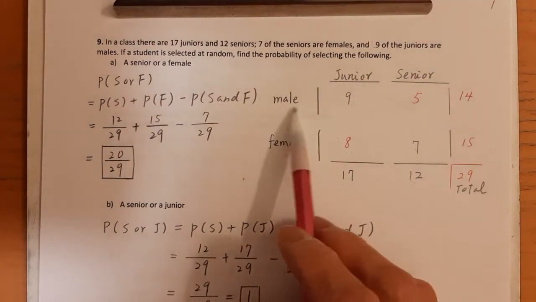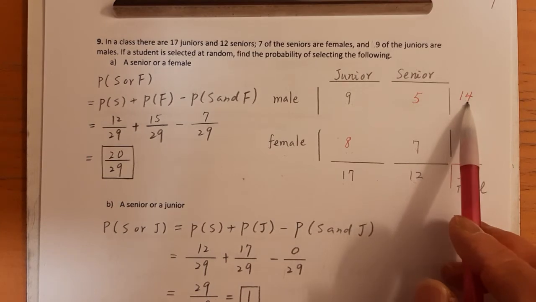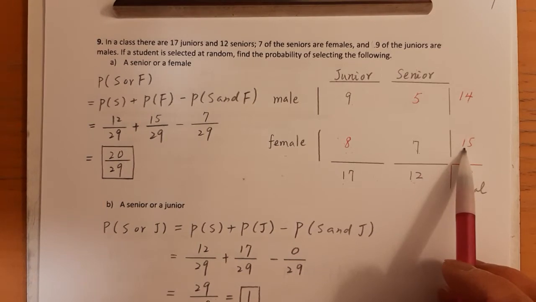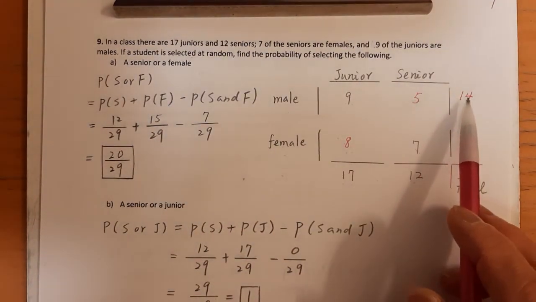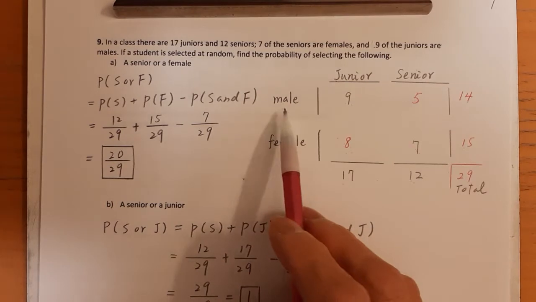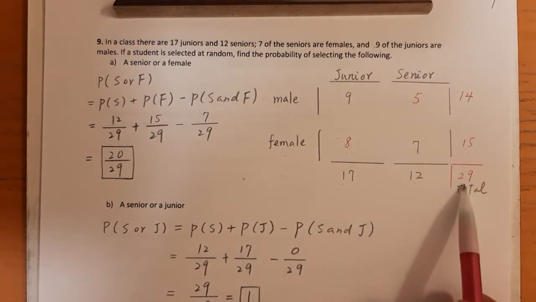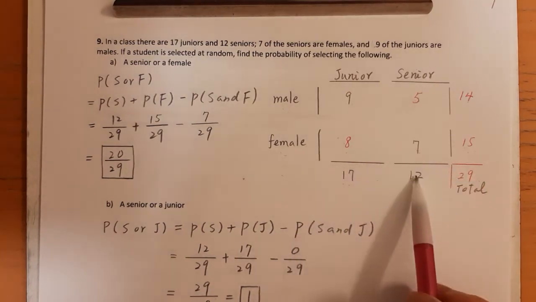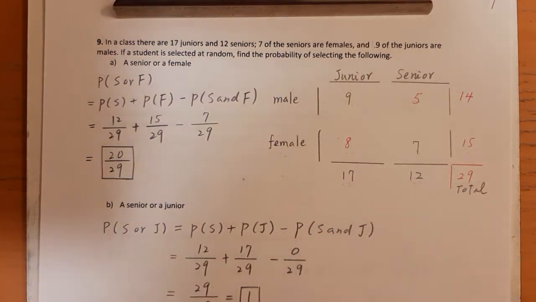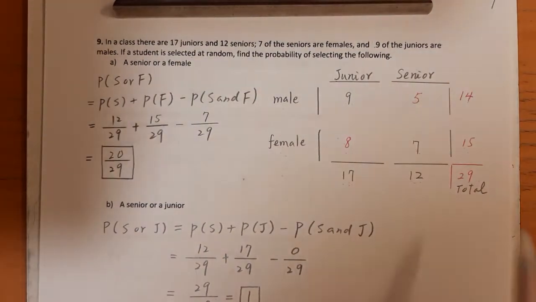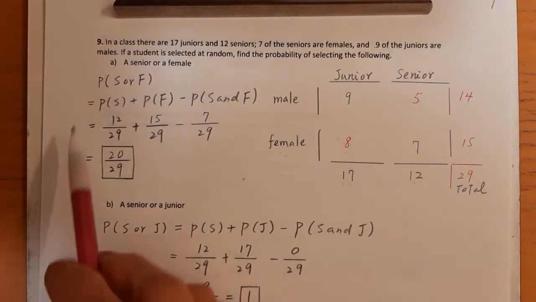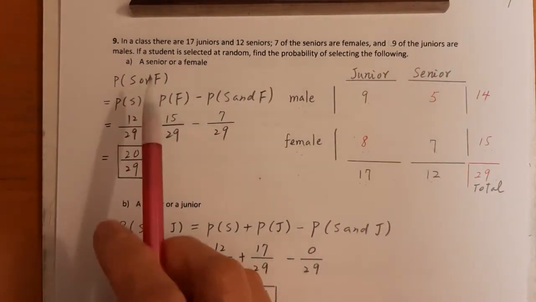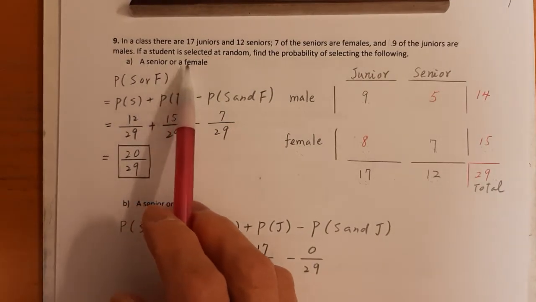So how many male? 9 add 5, 14 male. How many female? 8 plus 7, 15 female. So male 14, female 15, add together, total 29. Junior 17, senior 12, add together, total also 29. So total is 29. The question asks you to find the probability of a senior or a female.